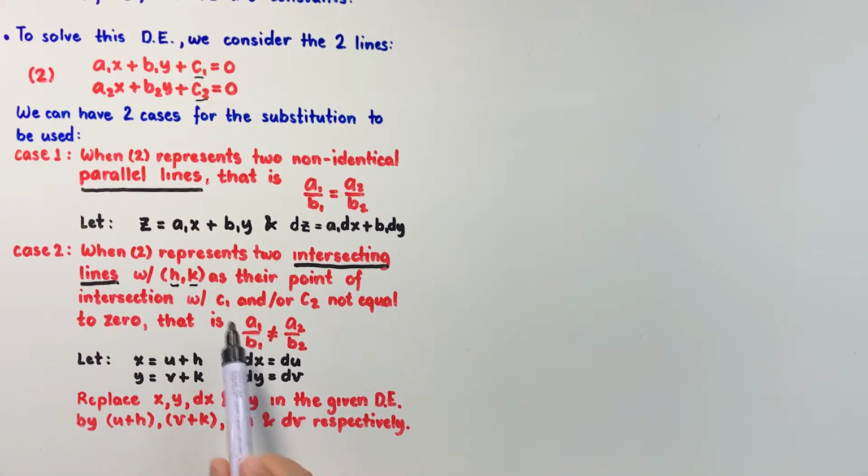Actually, there is a third possible case here, which is similar to case number 2, except that c sub 1 and c sub 2 are both equal to 0. When this happens, the given differential equation reduces to a homogeneous differential equation of degree 1, which we have already discussed in the previous video under the topic homogeneous differential equation. So that is why we don't include the third case here.